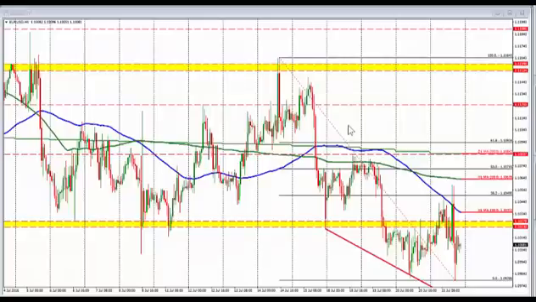This is a technical look at some of the major currency pairs. I'm going to take a look at three currency pairs for you. We're going to start with the euro versus US dollar.